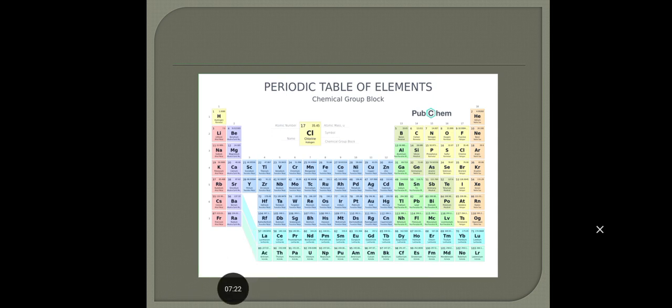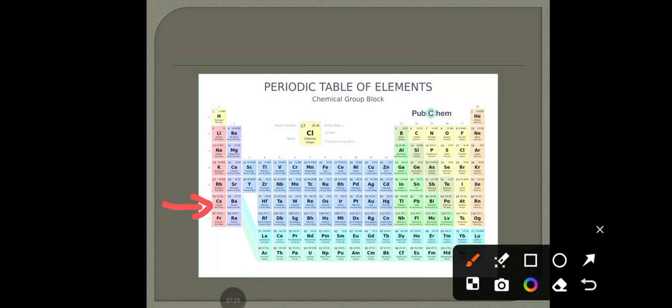Now when we count, students, we should remember that this is the 6th and this is the 7th period. So if you count all the elements, there will be totally 32 elements in 6 and 7. And in the first period there will be 2. In the second period there will be 8. Third period there will be 8. Fourth period there will be 18. And fifth period also there will be 18 elements. So this is how elements in the periodic table are placed.